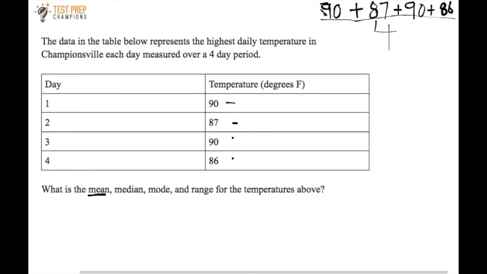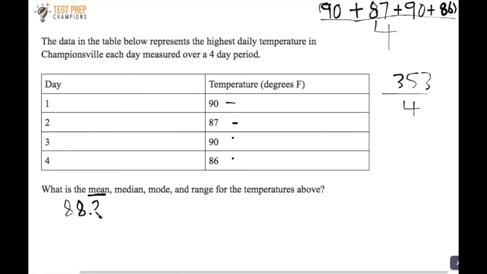So let me start everything up top here. Let me add these numbers up first. I'm using my calculator right now. 90 plus 87 plus 90 plus 87 plus 90 plus 86. And that gives me 353. And I divide by 4. Let me do that in my calculator as well. Divided by 4, I get 88.25. So if you rounded that to 88.3 or something like that, I don't really care, as long as you got a number that is very close to 88.25.